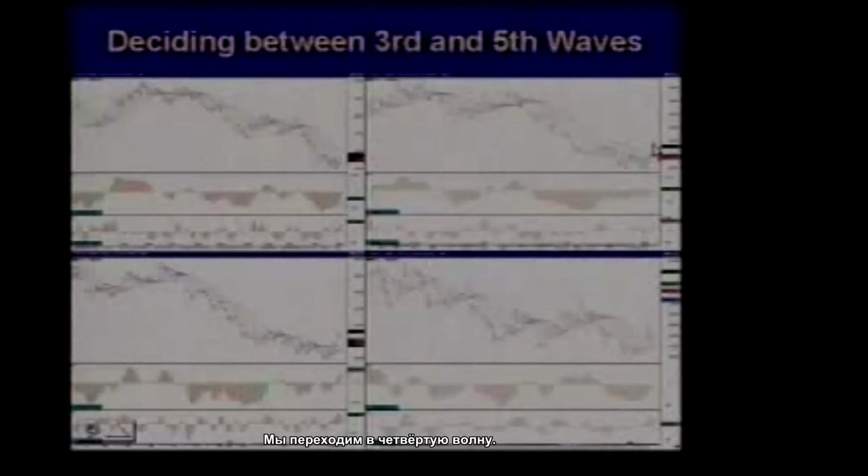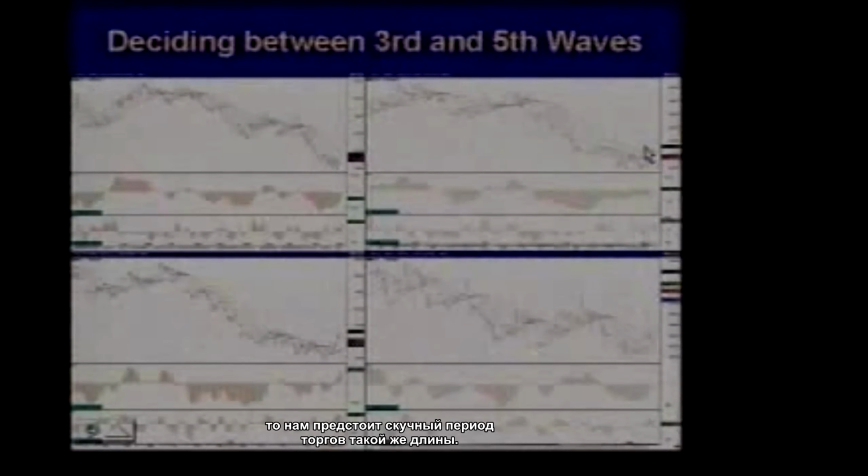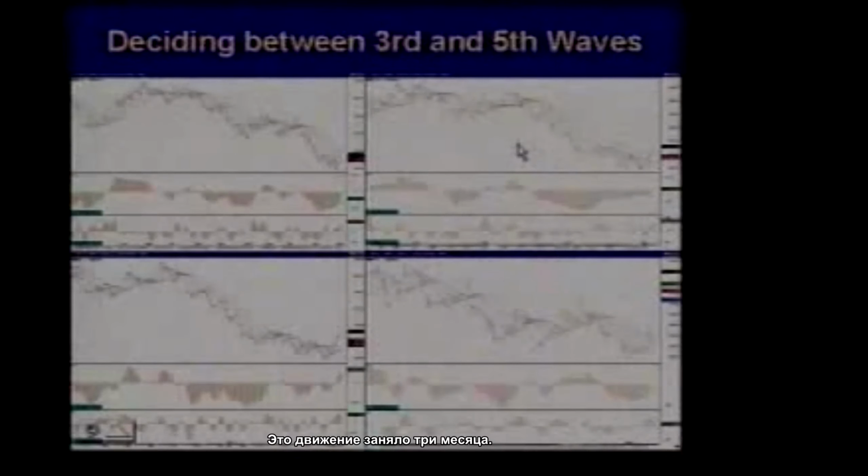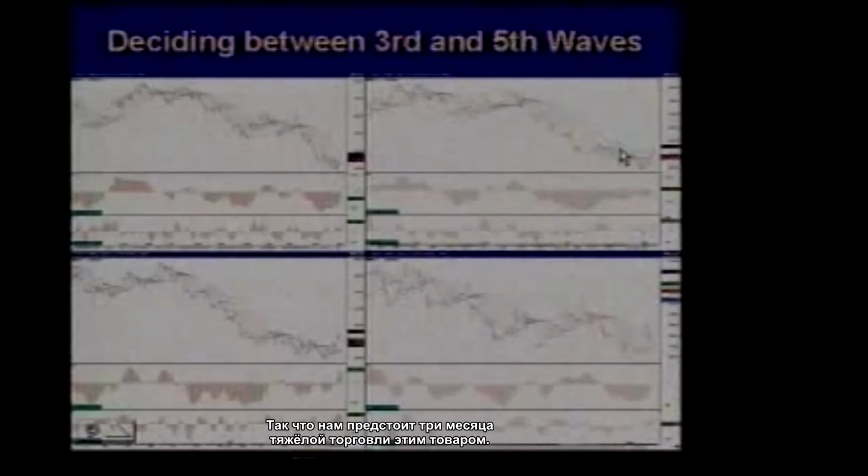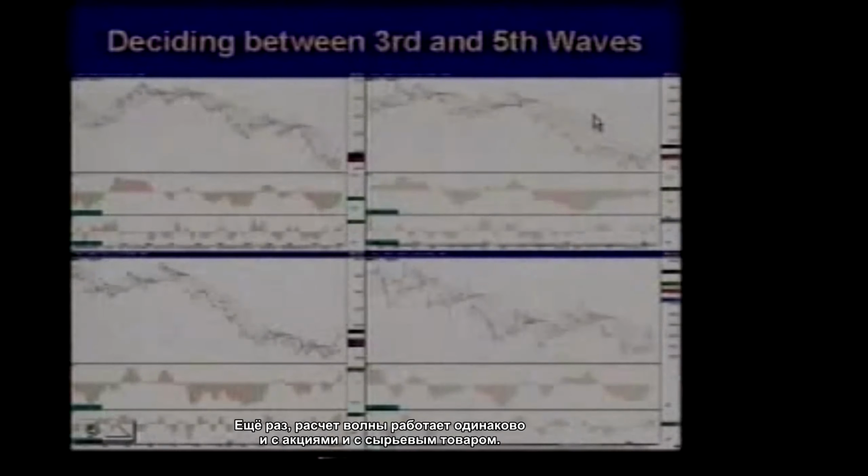We're going into a 4th wave, and one of the things we know is that the 4th wave oftentimes, time-wise, will take up about as much time as the first 3 waves. So if this took from here to the end of the chart, then we're probably going into a dull trading period for about that same length of time. And this was almost 3 months, so we would expect almost 3 months of difficult trading in this particular commodity or stock. And again, it works exactly the same in both stocks and commodities.